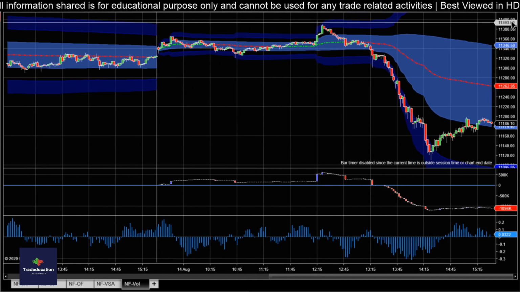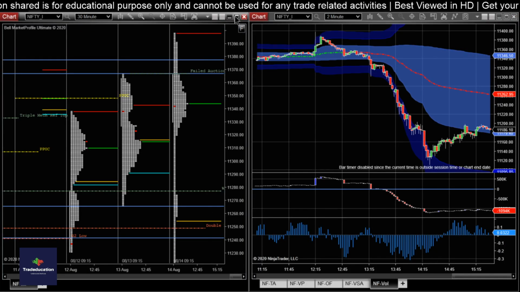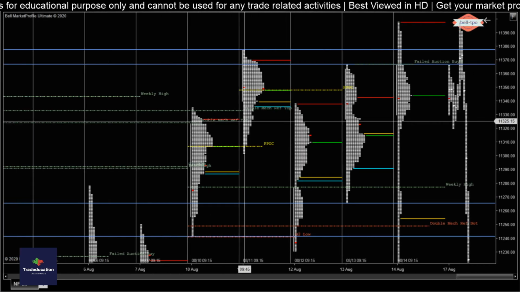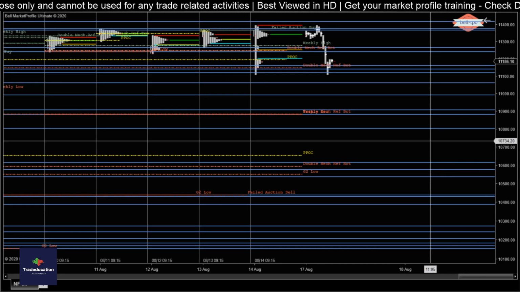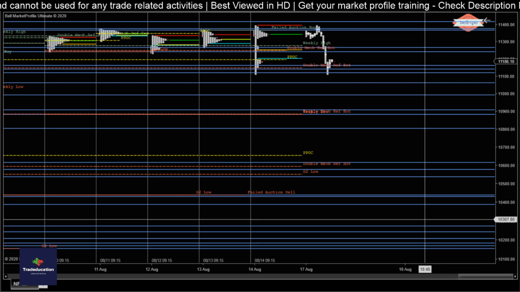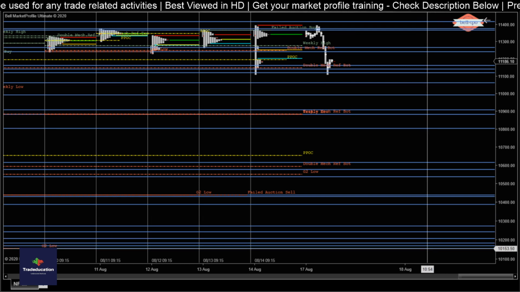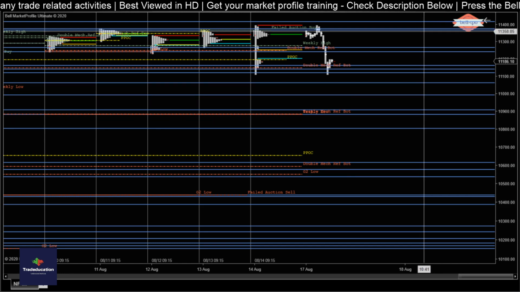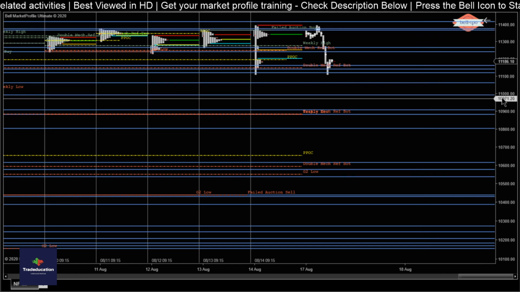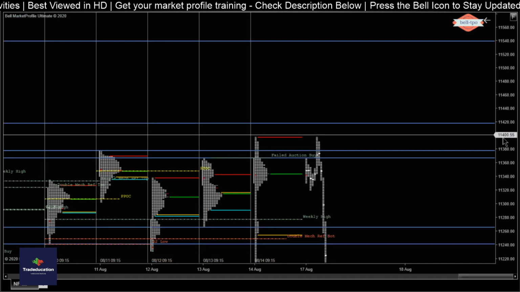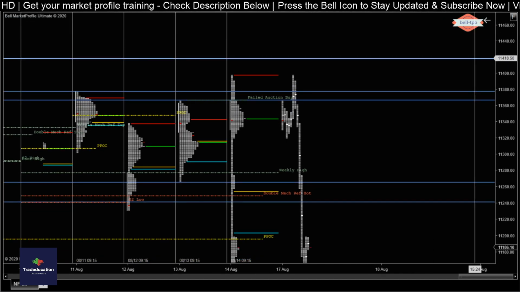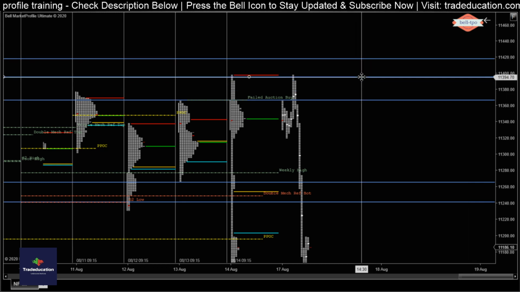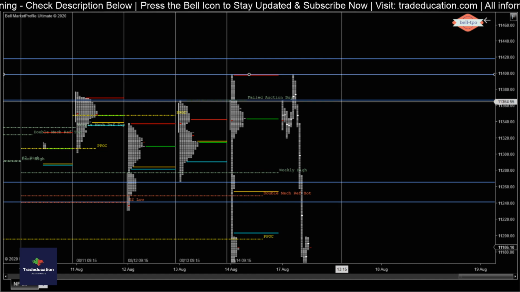Now let me minimize this, and let's quickly jump to the market profile chart and see if there are any intraday nuances happening. If you see on the lower side, there are multiple references up to 10,153. A lot of references are there, and on the higher side there are lower references. Now I'll zoom into yesterday's, or Friday's, auction. One of the references is this high, about 11,418. The second reference is the high of yesterday.